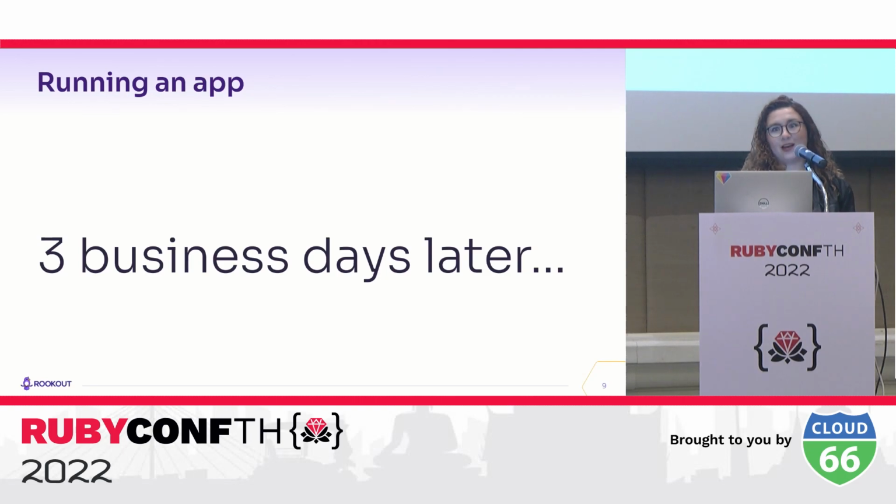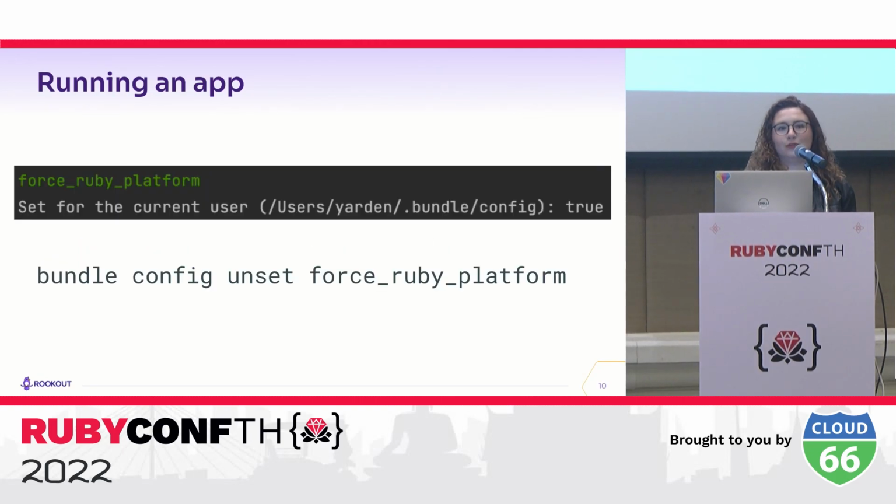But apparently what happened is when I was very, very new to Ruby, I set force Ruby platform to true. And what that does is force bundle to use native extensions when it's installing gems. And JRuby does not work with native extensions. So bundle was trying to force it to use native extensions. JRuby was not having it. And that was causing this conflict and nothing was working. So a quick unset and suddenly everything was working.